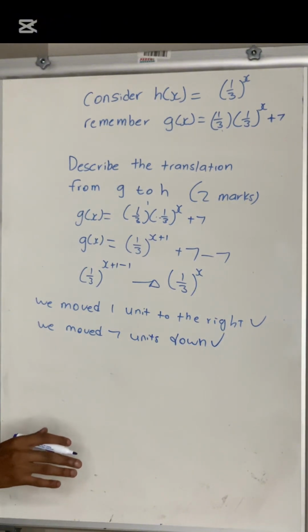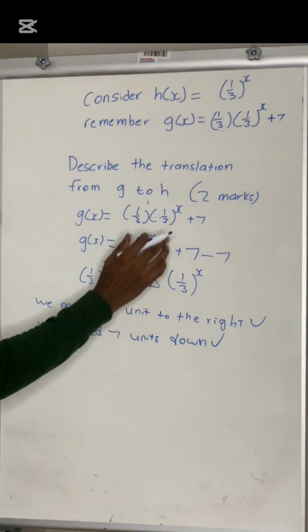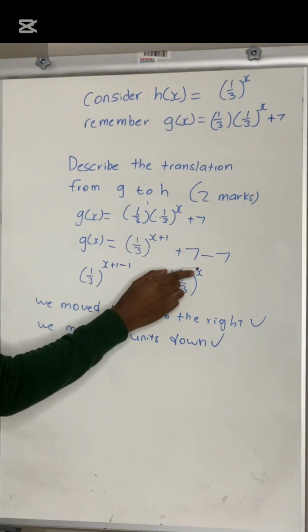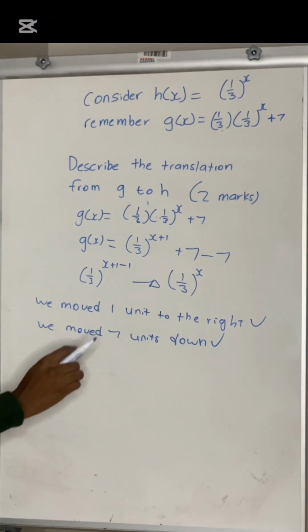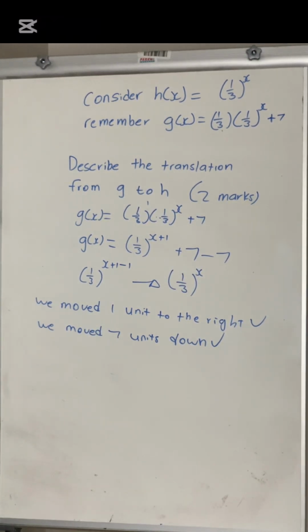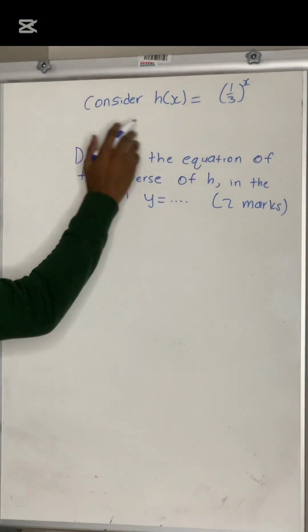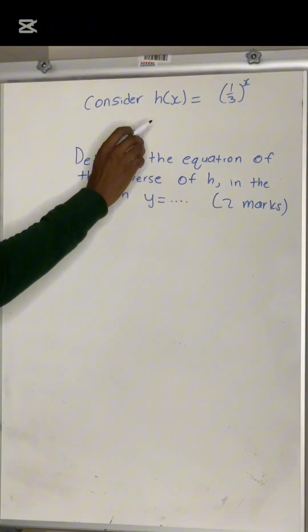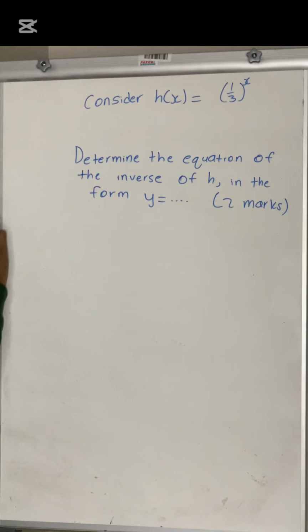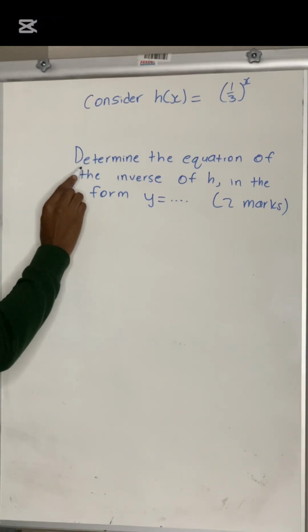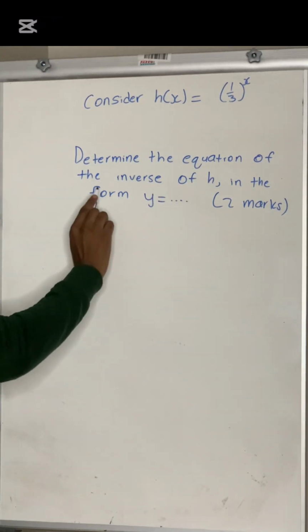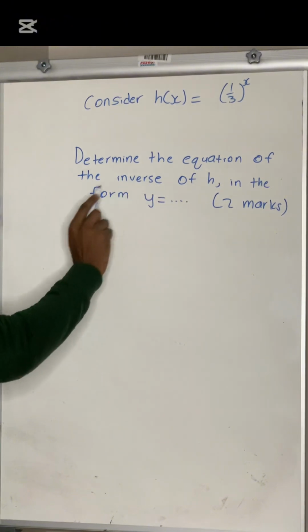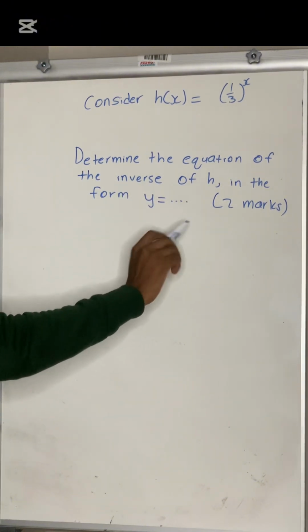Done. 2 marks, done. We dealt with the x-axis, we dealt with the y-axis. Moved 1 unit to the right, we moved 7 units down. That's it. So let's consider h of x again is equal to (1/3)^x. We are then asked to determine the equation of the inverse of h in the form y is equal to ... for 2 marks.